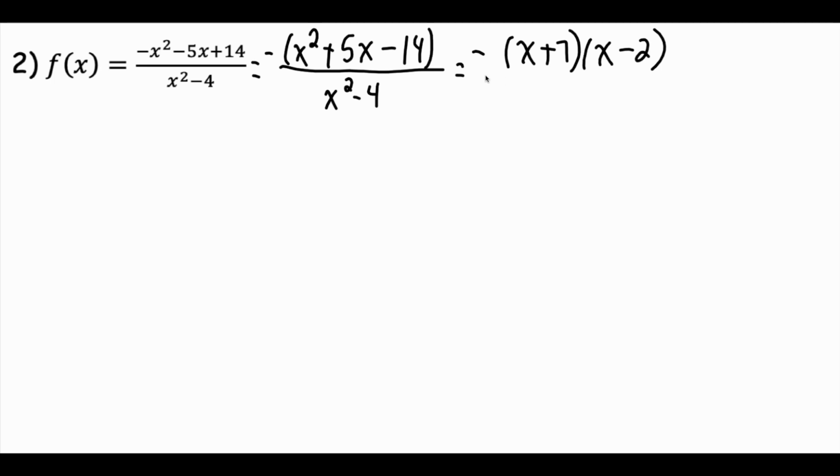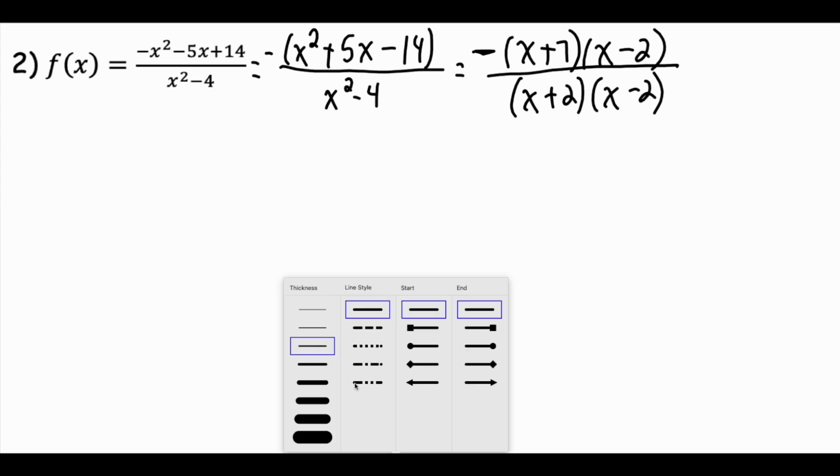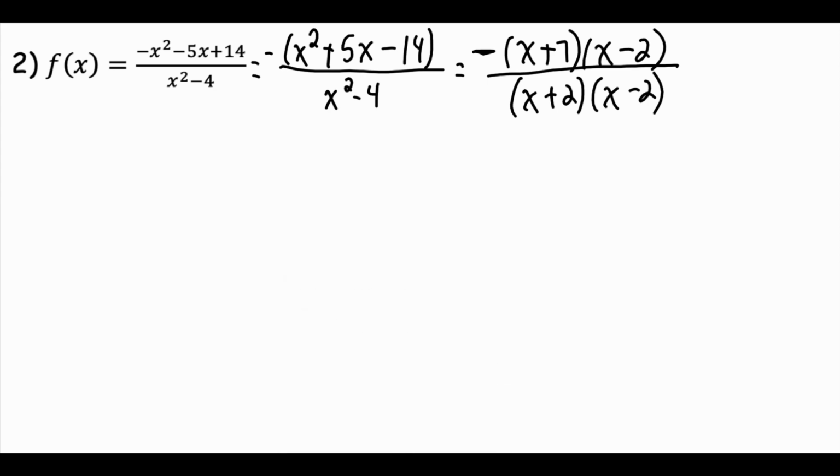So x plus 7, x minus 2 is the top, again with the negative out front. The denominator is the difference of 2 squares, so x plus 2, x minus 2 for that one. And now I will go to my list. So first off, x-intercepts. X-intercepts are where the numerator is 0. So this is 0 at -7, 0. And for now, I'm going to put 2, 0.